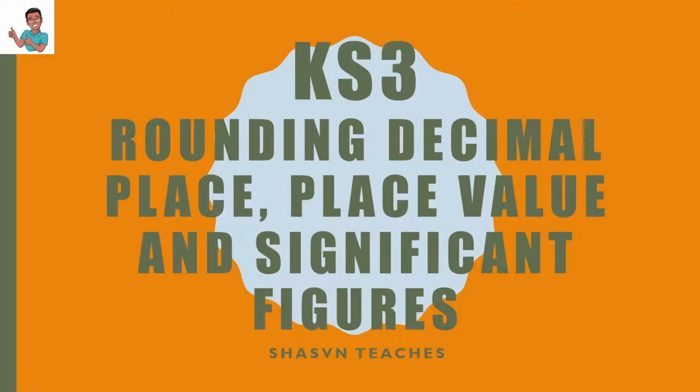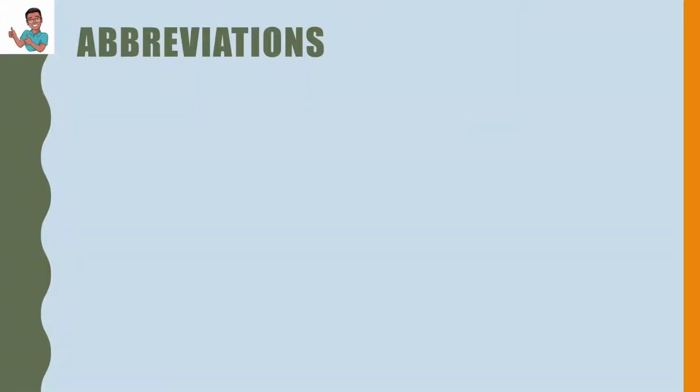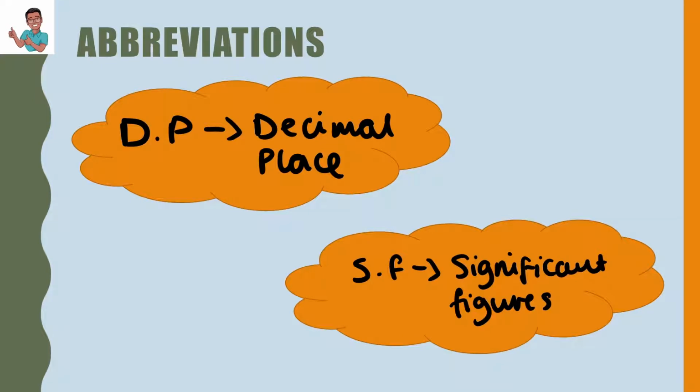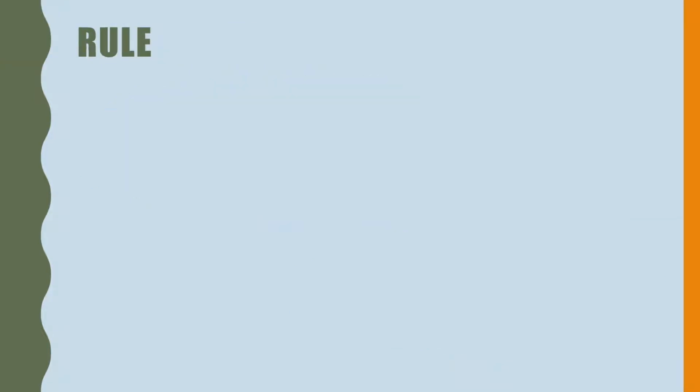In this video, we're going to be looking at rounding, decimal place, place value, and significant figures. Okay, we have to know two abbreviations. One is DP, which stands for decimal place, and the second one is SF, which stands for significant figures. There are two rules we have to remember.